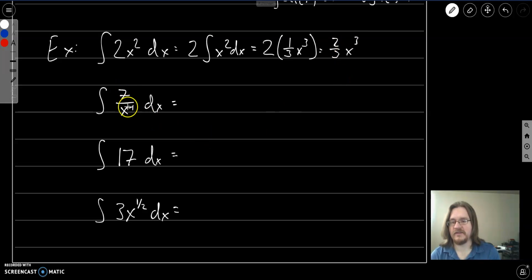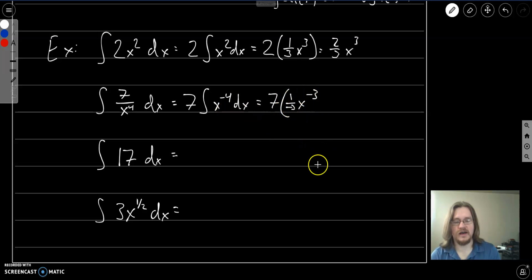And we've got 7 over x to the 4th, which I can rewrite. I can pull the 7 out, and I can take the antiderivative of 1 over x to the 4th. But 1 over x to the 4th is the same thing as x to the minus 4th. So I'm just rewriting 1 over x to the 4th as x to the minus 4th. And then I go through the same process. I have pulled the 7 out, so the 7 is just going to hang around. And then I'll take x, raise it to the 1 higher power, and I divide by that power.